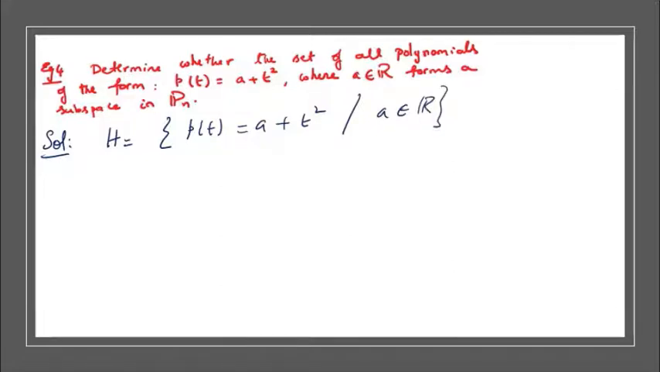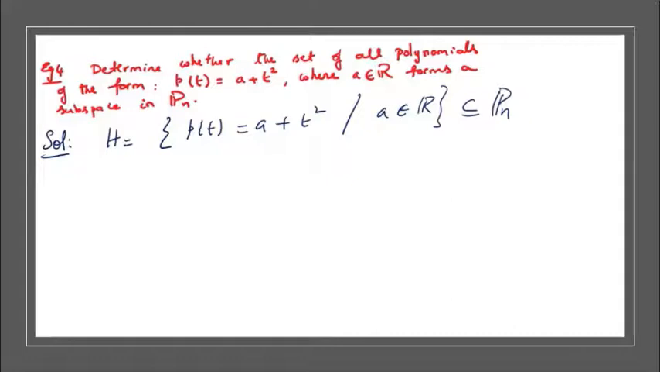Now first of all, is H a subset of Pn or not? Yes, it will be a subset of Pn. Why? Because Pn has all the polynomials up to nth degree, maximum nth degree. That means it will have the 0 polynomial, first degree polynomial, second degree, and up to nth degree, whatever n you take. Here I have taken a second degree polynomial, a plus t square. So it is a subset of Pn.